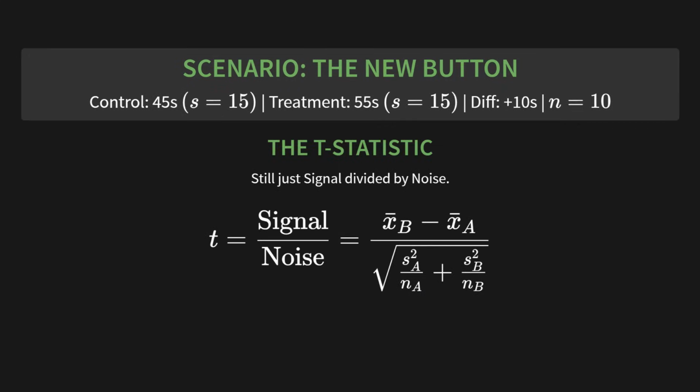That sounds great. But with only 10 users, is it real? To figure that out, we need our new tool, the t-statistic. And here's the good news. It's still just signal divided by noise. Look at this formula. The signal on top is just the difference in our means, x bar B minus x bar A. And the noise on the bottom, well, it looks a bit scary, but it's just combining the uncertainty from both samples. And notice the key detail. We use S, the sample estimate, not sigma, the absolute truth. That's the whole point.